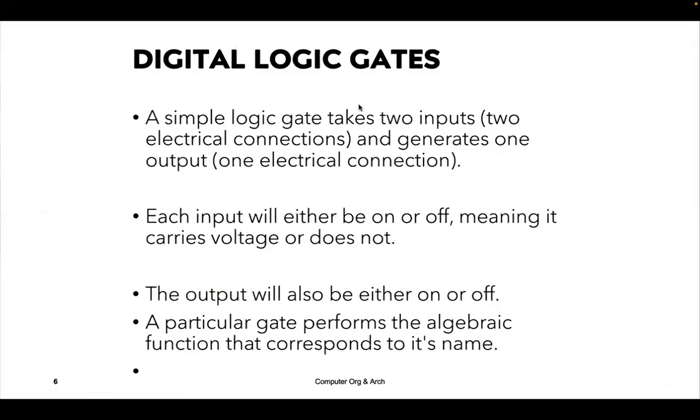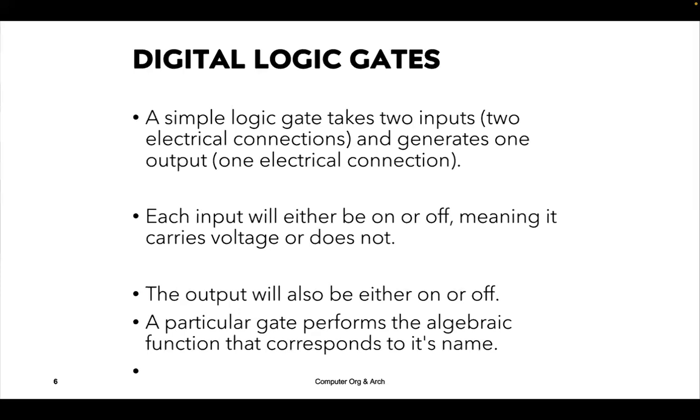Okay. Now, a simple logic gate takes in two inputs and generates one output. So each input will either be on, or what we can call true, or it can be off, what we can refer to as false, meaning it carries voltage or it does not carry. So the output will always be either on or off.